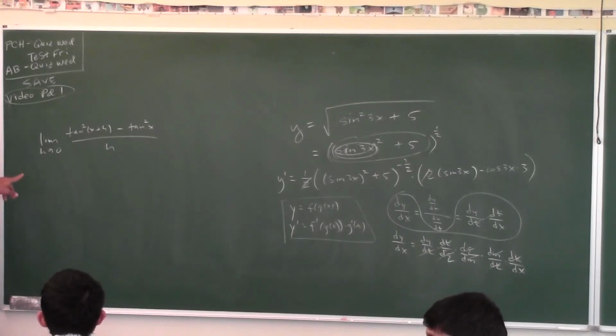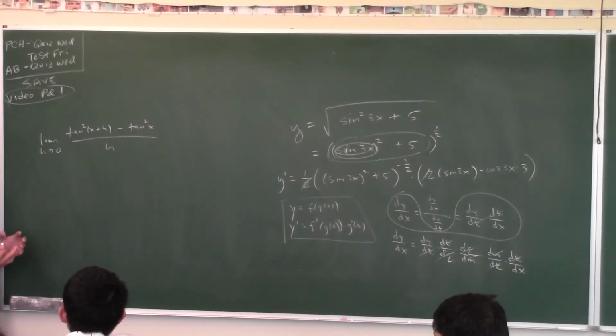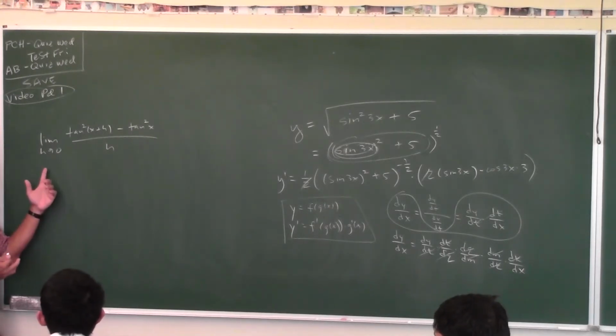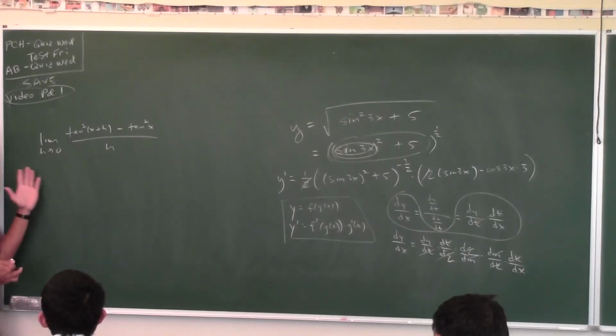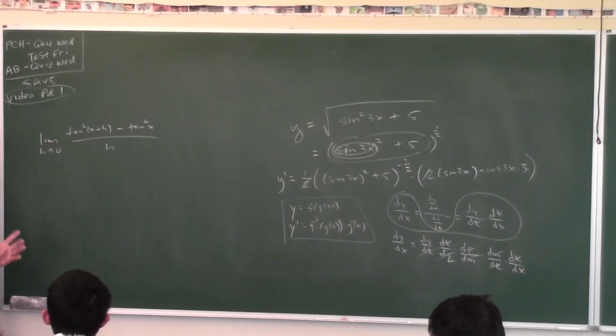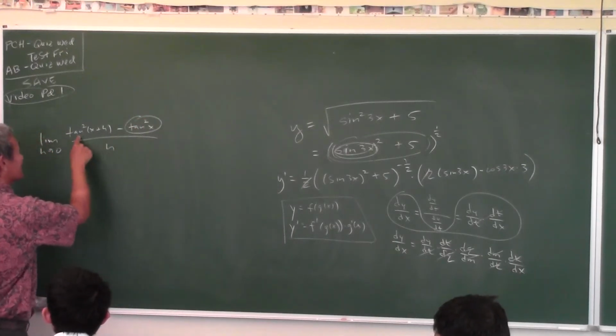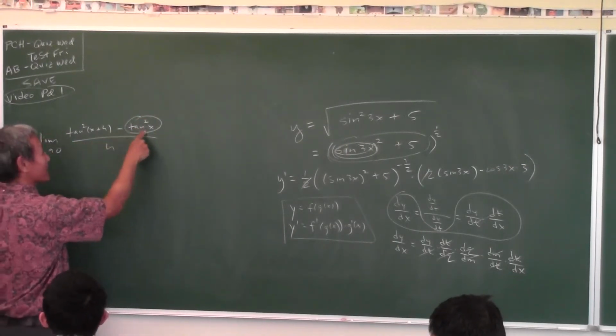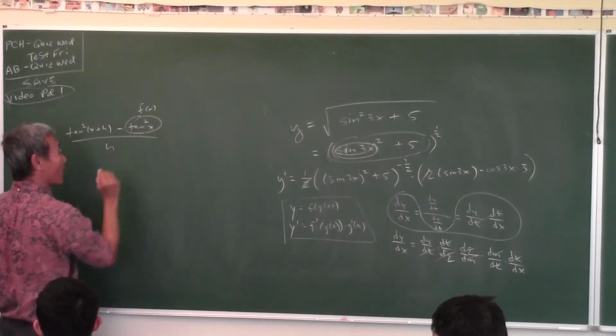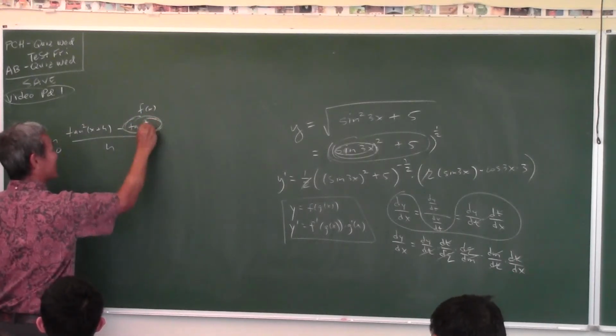Whenever you see the limit as h approaches 0, what are you thinking? Derivative. Yes, that's the definition of the derivative. What function are you taking the derivative of? Tan squared x. Because this is f of x plus h minus f of x, so all you have to do is simply take the derivative of that.